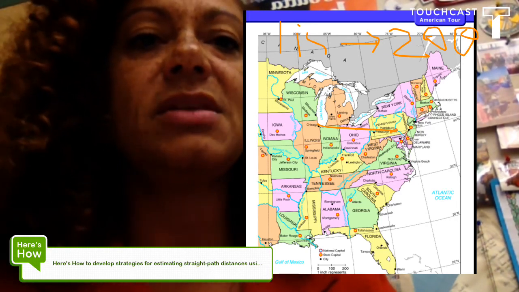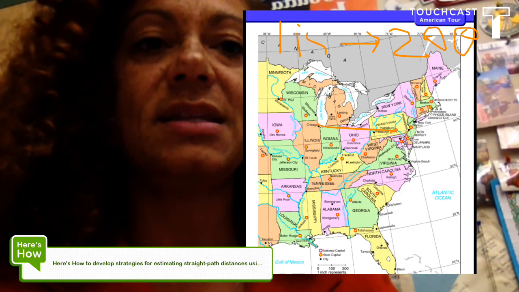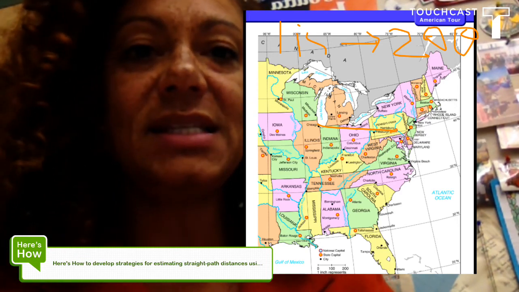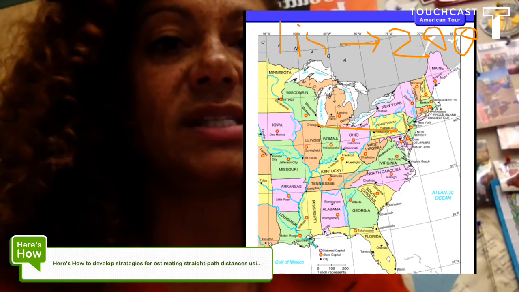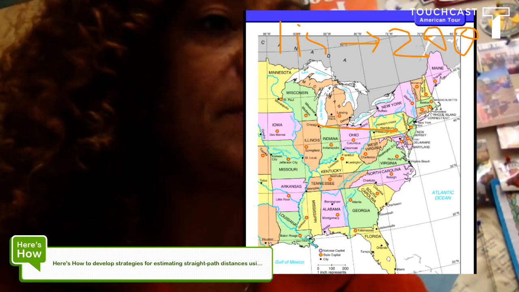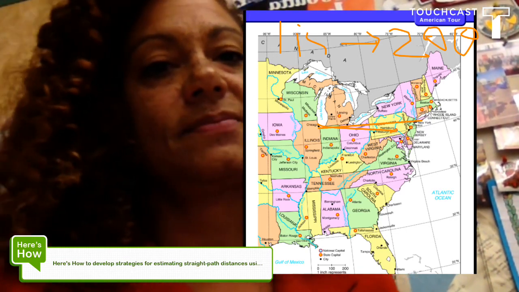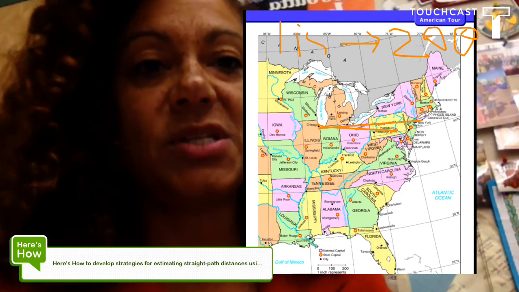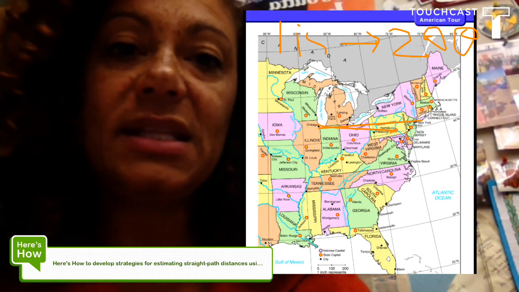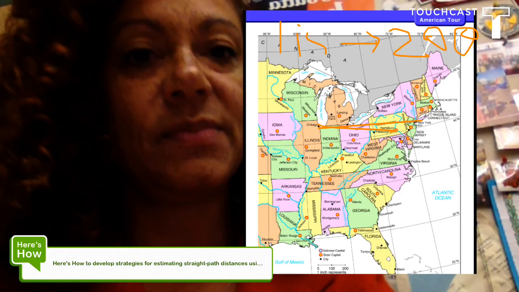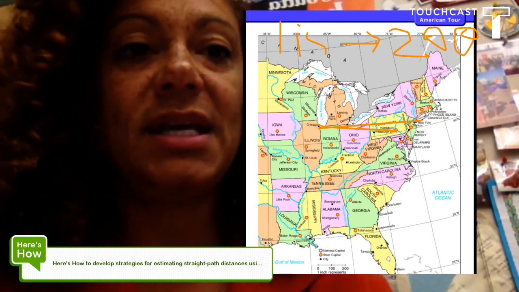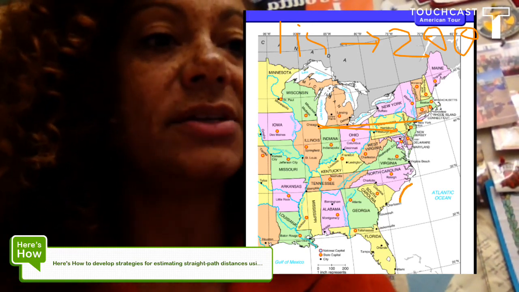But what if the distance on the map has a fraction in it? That gets a little more complicated. Let's look at the distance from Chicago to New York City. On the map in your SRB, it's about 3.5 inches. But since 1 inch represents 200 miles, we need to think of it in 2 separate parts. 3 times 200 is 600 miles.